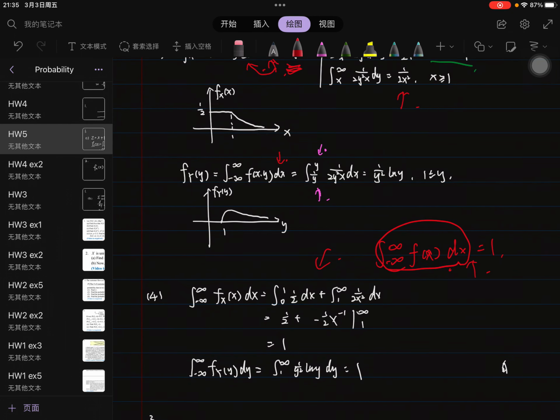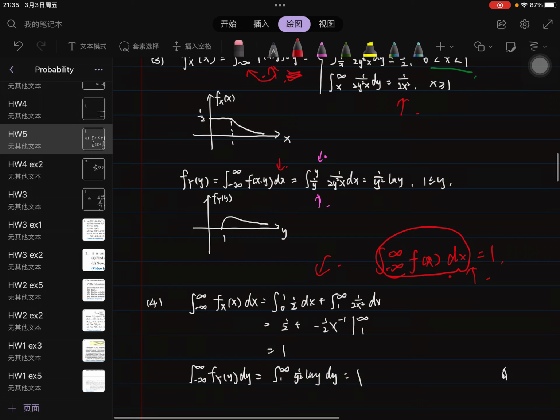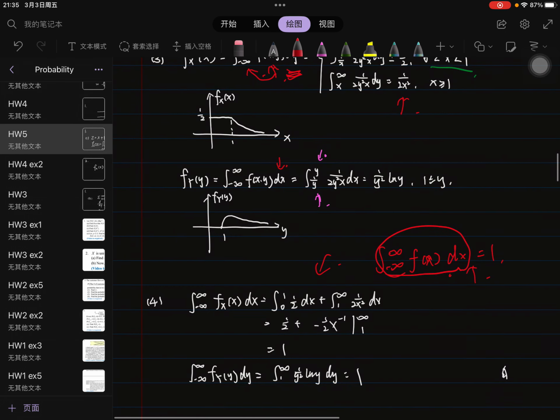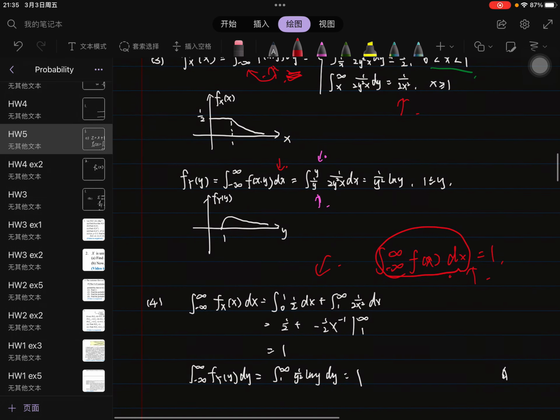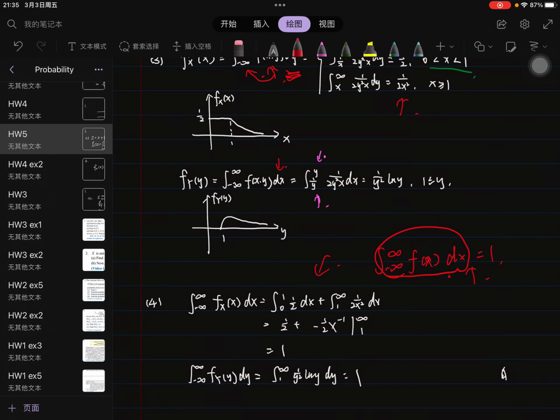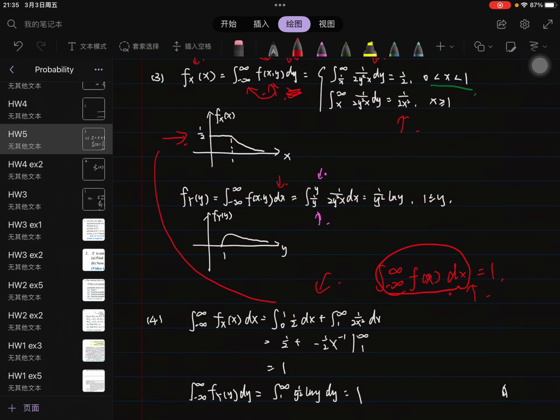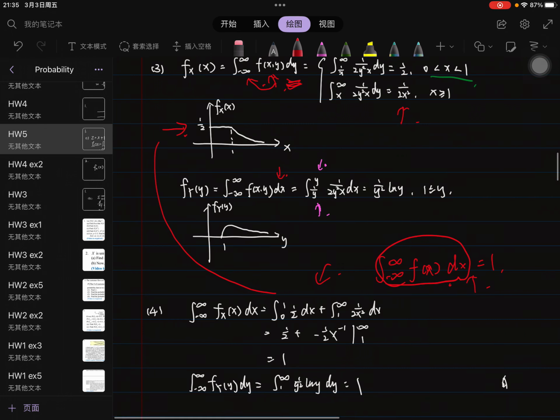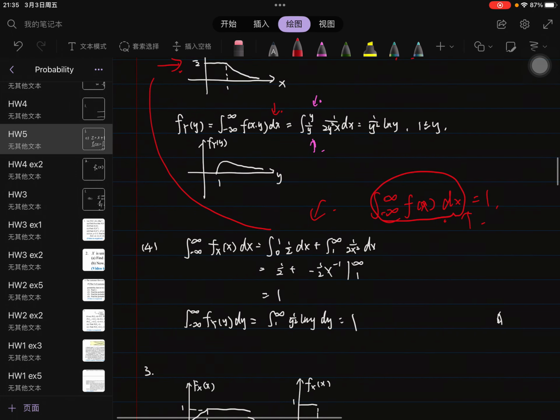So for x, we could divide it into two parts. When x is from 0 to 1, the integral equals 1 over 2, and when x is larger than 1, it is 1 over 2 times x to the power of 2. By solving this expression, we get that it equals 1. So for x, it is a valid density function.